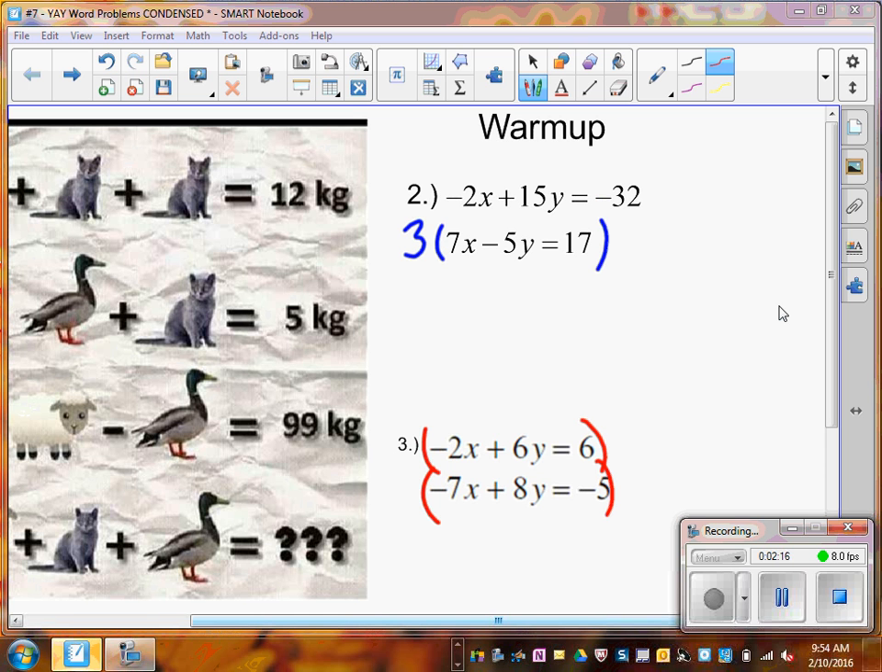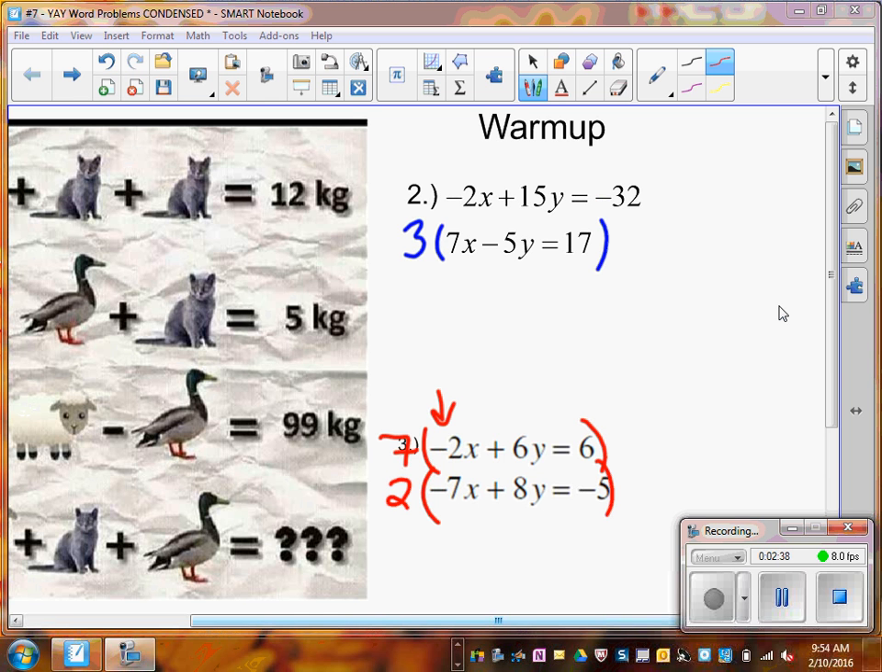So let's decide, do we want to get rid of x or y? We want to get rid of x. When I need to multiply both equations, I just multiply each by the other number. So my top equation, since I'm trying to get rid of my x's, I'm going to multiply by 7. And the bottom equation, we multiply by 2.